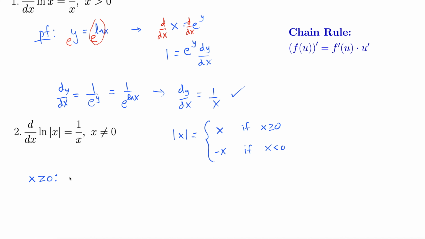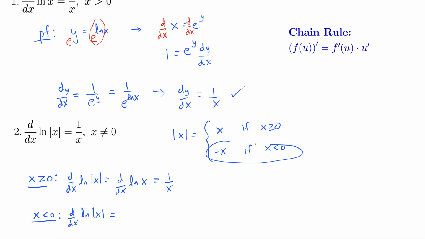If that's the case, the derivative of natural log absolute value of x, well, is simply the derivative of natural log of x, which we already know is 1 over x. So there's that first case. The other case is x is less than 0. Then we have the derivative d by dx of natural log absolute value of x is now, well, since we're in x is less than 0, we replace x with negative x. So that's d by dx of natural log of negative x.